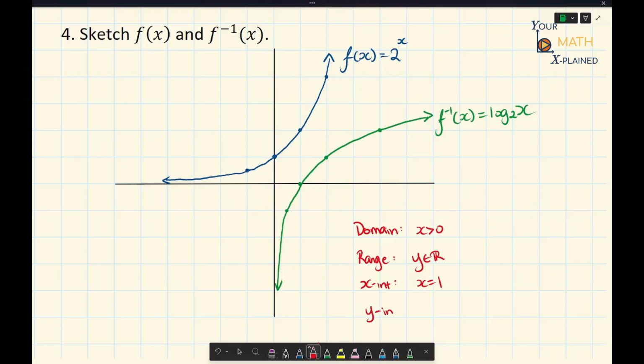Our y-intercept, we actually don't have any, because as you can see, when we get closer and closer to x is equal to 0, our graph is going towards negative infinity. But we never actually cross the y-axis. So therefore, our asymptote is going to be x is equal to 0. So we have a vertical asymptote. And this makes sense because when we were talking about exponential functions before, we had a horizontal asymptote at y is equal to 0.